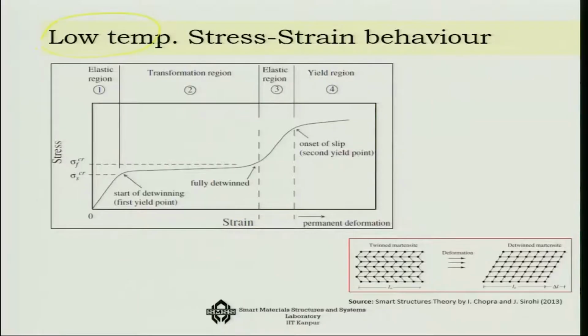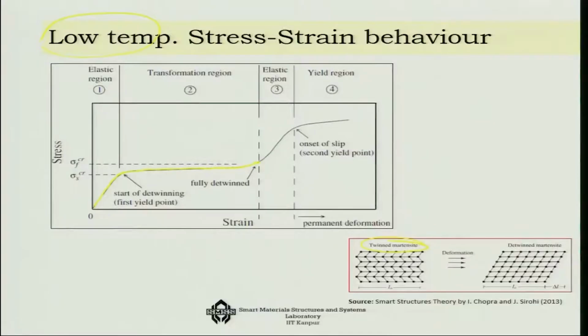At the low temperature level, that means it is at martensite. So this is at the martensite phase. In fact, it is initially at the twinned martensite phase. Now as I am increasing the loading, after a certain point it will start to detwin. That is the first yield point. So I have crossed the elastic region. Now the transformation is happening from twinned to detwinned state.